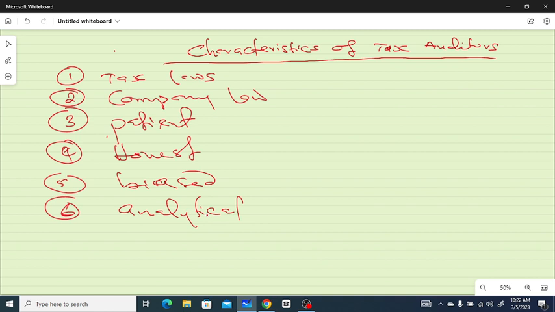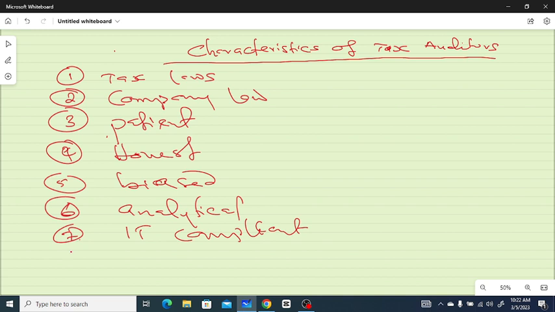And tax auditors must have IT knowledge. They must be IT compliant. And these are some of the characteristics of tax auditors.